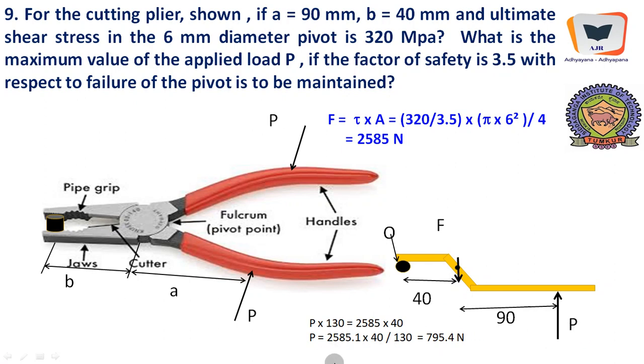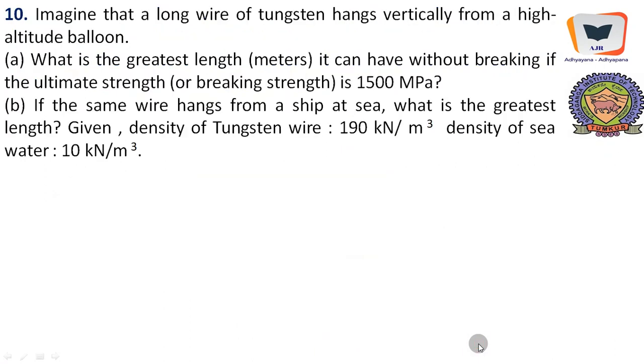And if we know this force, we can compute the force that is being applied. So P into 130 till here, okay, 90 plus 40, 130 equal to 2585 into 40. So we will take moment with respect to this point, because it can rotate with respect to this point also. Therefore we will apply the principle of moments, sigma M equal to 0, because when the pressure is fully applied, even the levers will come to an equilibrium stage. So therefore P will be evaluated to 795.4 Newton.